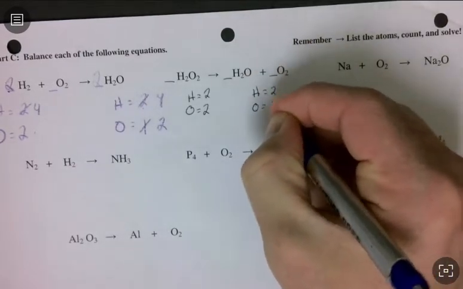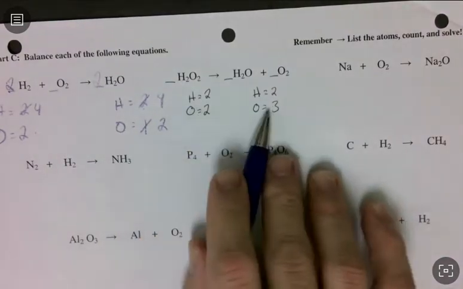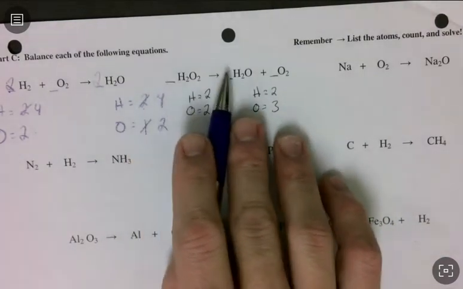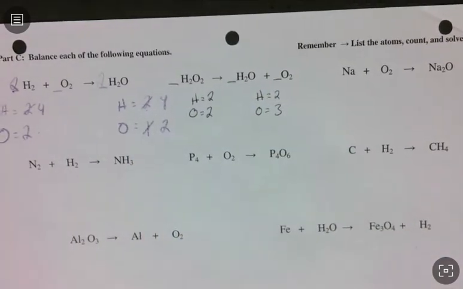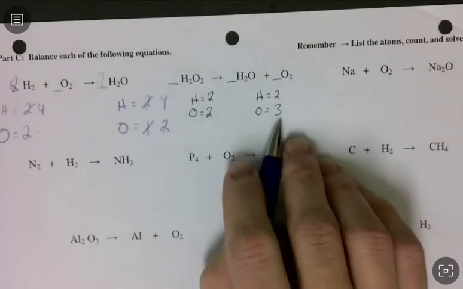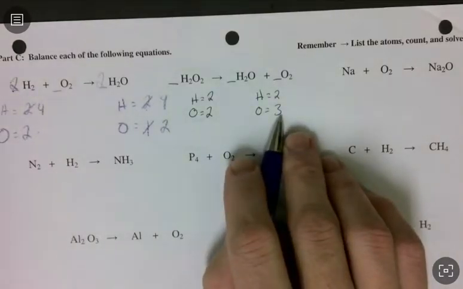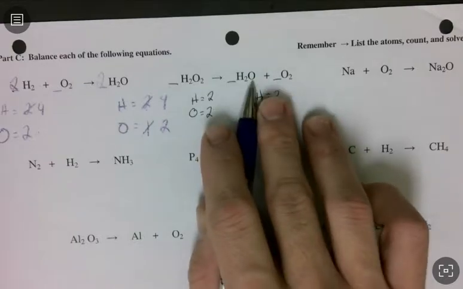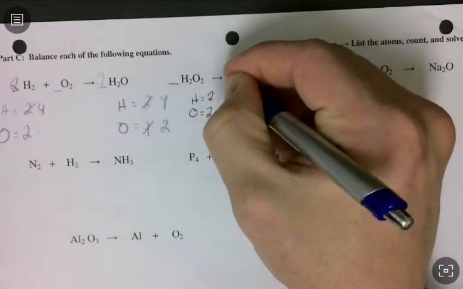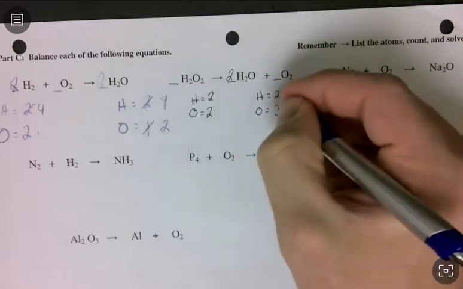So 2 and 3. Obviously, this means that it's not balanced, so I need to add numbers to those coefficient places in order to balance this portion of the equation. I always like to try and add to make even numbers in this case, or to eliminate anything that would be odd, such as this 3. So if I've got 1 oxygen here and I add a 2 here, that's going to multiply 2 times 2 in terms of the hydrogens and give me 4.